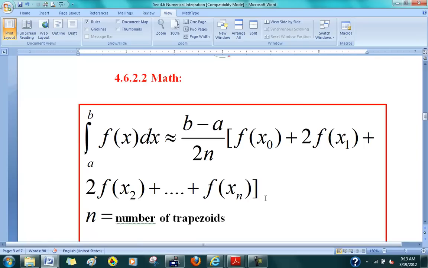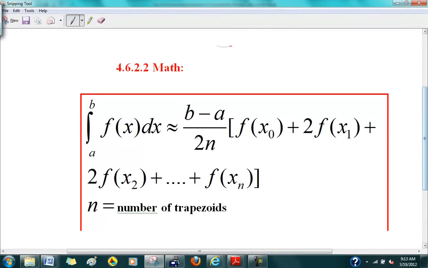Okay, so here's the general formula. One more time, I might as well snip this and explain. Notice that this 2 came from the average aspect for the area of the trapezoid, the 1/2 B1 plus B2. The B minus A over N, that's this guy here, that's the width of each trapezoid.